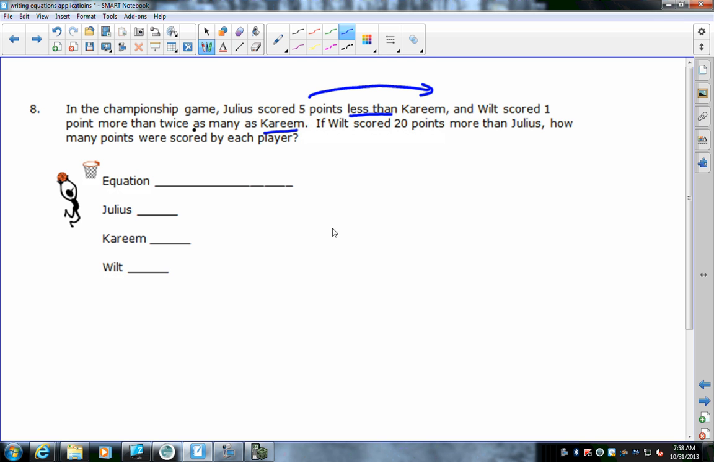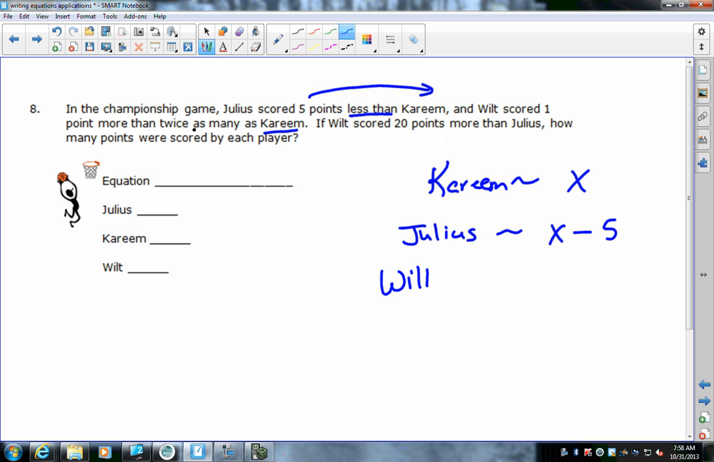So, I don't know what Kareem is. So, Kareem is x. They're comparing both of them to Kareem. Now, Julius scored 5 points less than Kareem. So, Kareem scored x. Julius is 5 less than that. Now, Wilt, y'all better look up some good basketball. Wilt Chamberlain scored 1 point more than twice as many as Kareem.